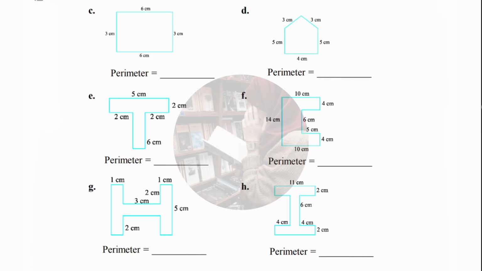This shape is a rectangle. Okay guys, let's find the perimeter. 6 plus 3 plus 6 plus 3 means if we add it, we'll get the answer as 18 centimeters.